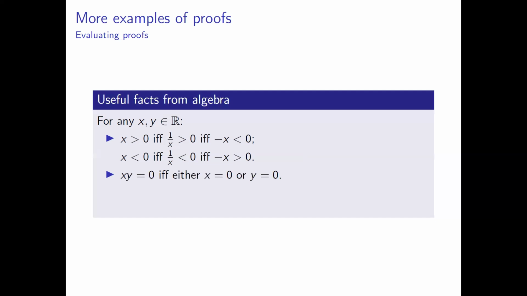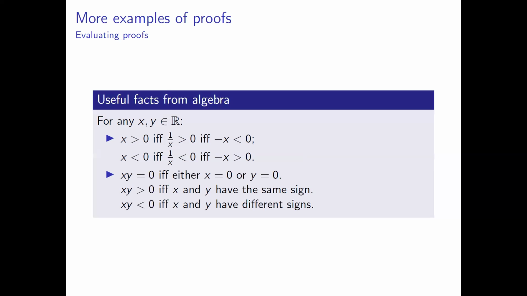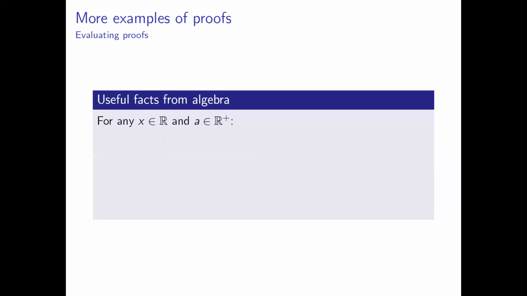The product xy is equal to 0 if and only if one of the factors is 0. The product xy is positive if and only if both factors have the same sign. The product xy is negative if and only if the factors have different signs. For any real number x and any positive real number a, the absolute value of x is defined as follows. It is equal to x if x is non-negative and equal to minus x if x is negative.